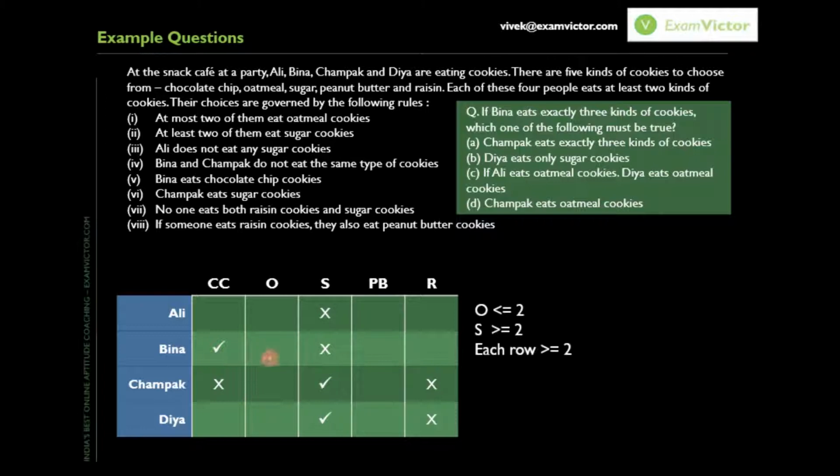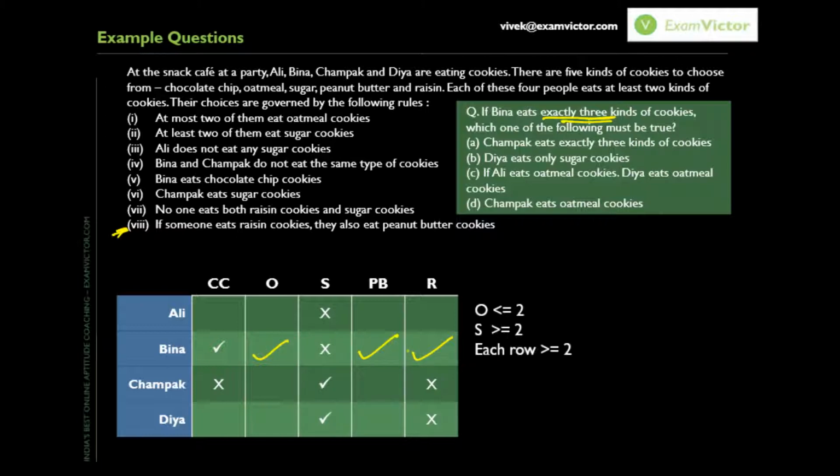Let's try some other option. Let's say that Beena eats oatmeal and raisin. So what happens then? First thing is, if someone eats raisin cookies, they also eat peanut butter cookies. So right there, suddenly Beena is eating peanut butter also, but she's supposed to eat exactly 3 kinds of cookies. So you can't have her eating 4.